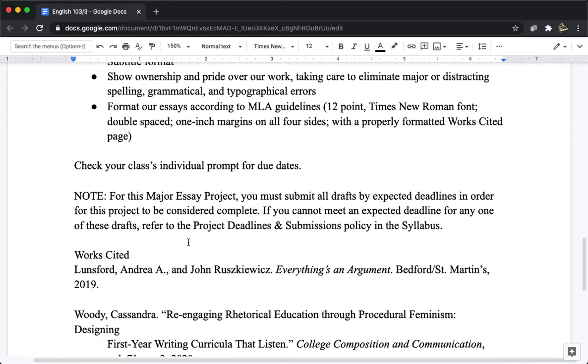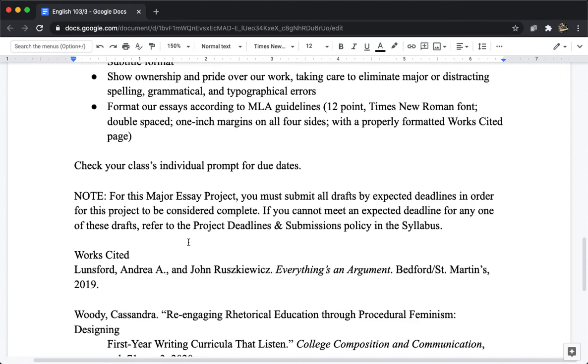If you cannot meet an expected deadline for any one of these drafts, refer to the project deadlines and submissions policy in the syllabus. So for this, we're going to have 3 drafts, just as we did for major essay project number 1. So we can't skip any of those drafts. We can't neglect to submit draft 1 and then hop on draft 2. That's not going to be okay. We need to submit all 3 drafts.